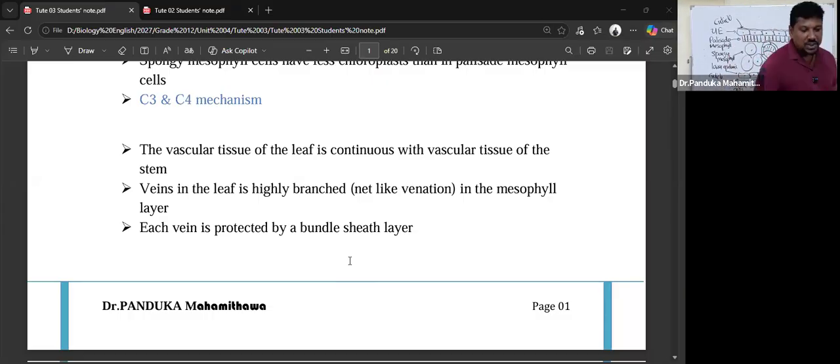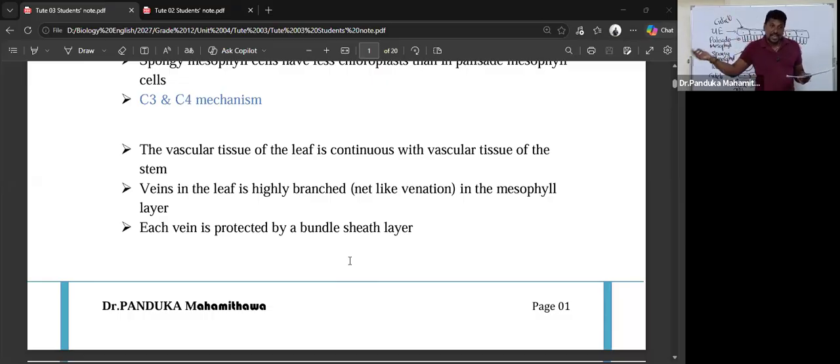The vascular tissue of the leaf is continuous with the vascular tissues of the stem. And the veins of the leaf are highly branched, with net-like venation in the mesophyll layer. So in dicot leaves you have a net-like venation. It looks like a network, so you call it net-like venation, highly branched.